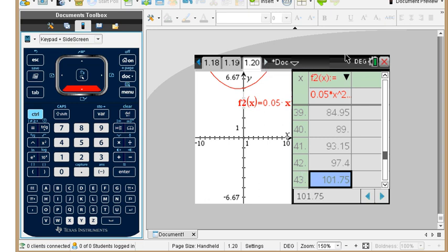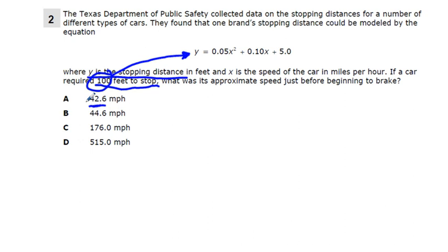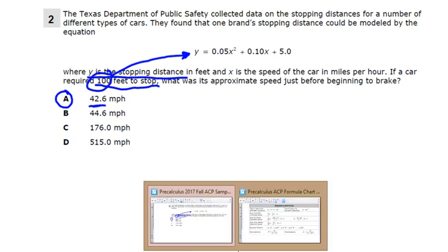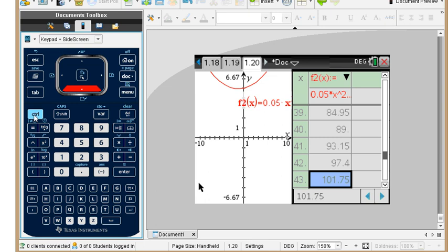We shift over to 100. So based on this estimation, A is going to be our correct answer. And then you can also plug in 42.6. I'm going to show you a different way of doing that. Control I.